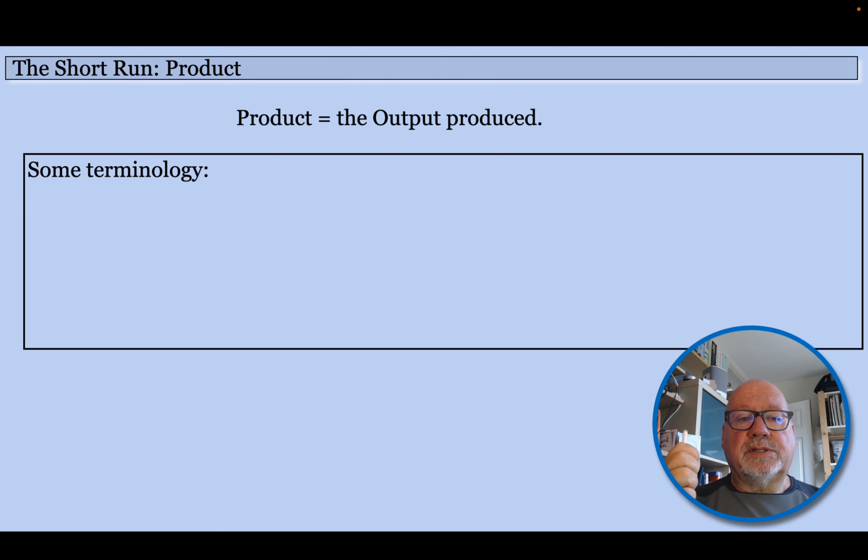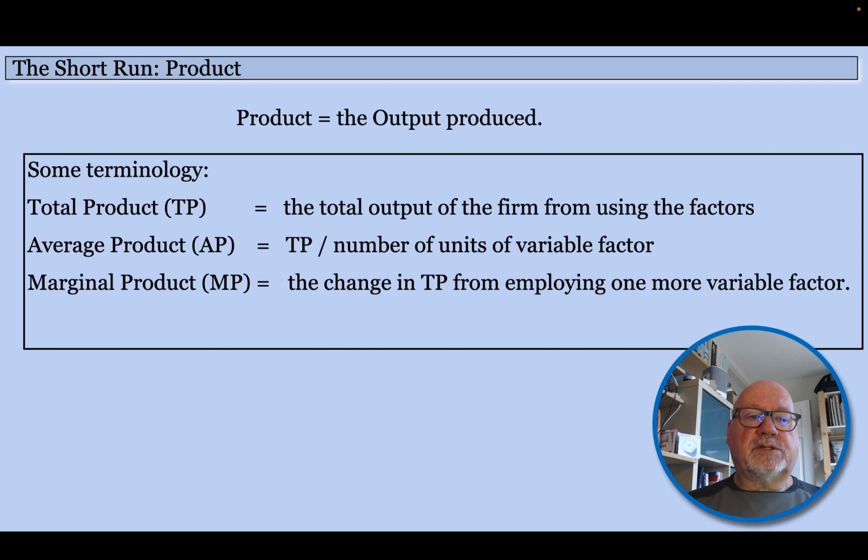You've always got to consider the total, then the average, and then the marginal. So total product is simply the total amount of output that is produced. So product is output. Okay, so you use all your factors, fixed and variable, put them into the firm. How much output do I get? Total product. Average product is the total divided by the number of units of the variable factor.